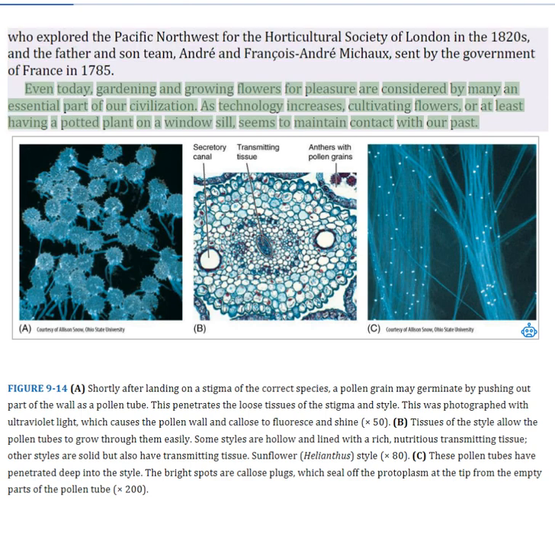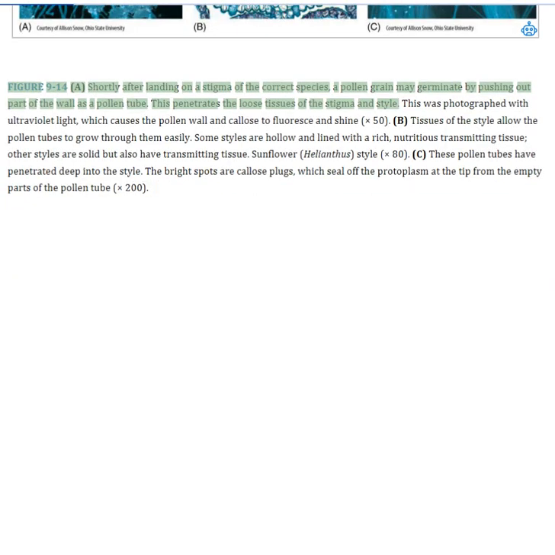Even today, gardening and growing flowers for pleasure are considered by many an essential part of our civilization. As technology increases, cultivating flowers, or at least having a potted plant on a windowsill, seems to maintain contact with our past. Figure 9:14. Shortly after landing on a stigma of the correct species, a pollen grain may germinate by pushing out part of the wall as a pollen tube. This penetrates the loose tissues of the stigma and style.